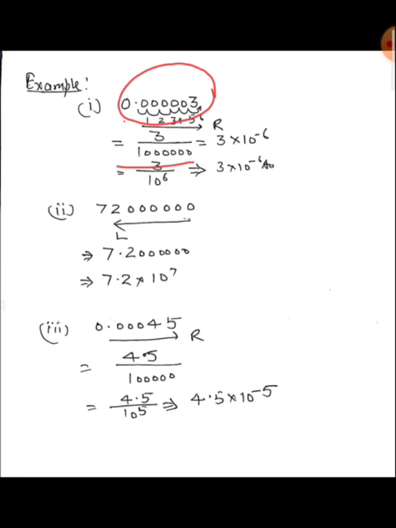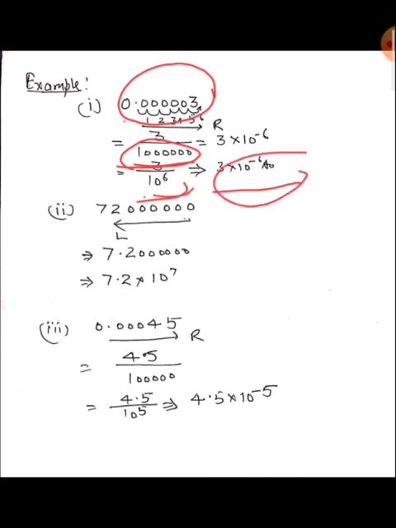Then we can write 3 upon 1, and then 6 0s after the 1. So this denominator we can write as 10 power 6. Why? Because there are 6 digits, 6 0s. So we can write 10 power 6, and following the rule of negative exponent, we can write 3 multiplied by 10 power minus 6.